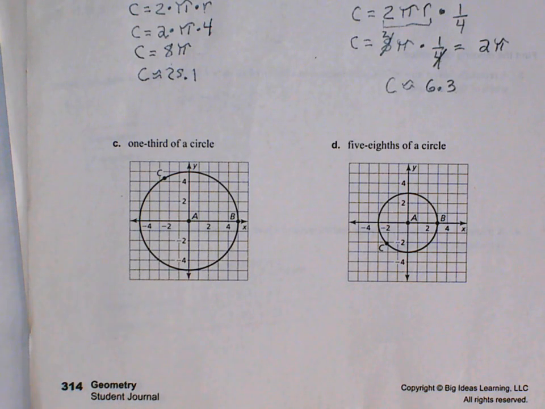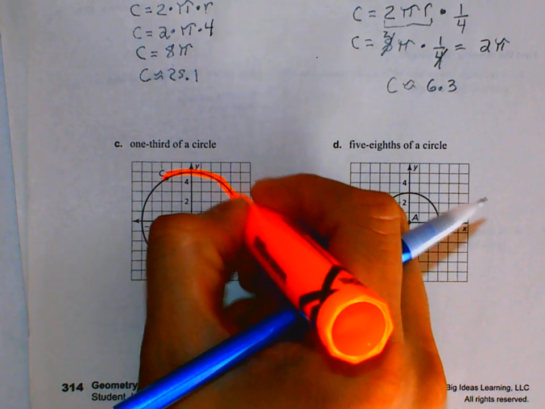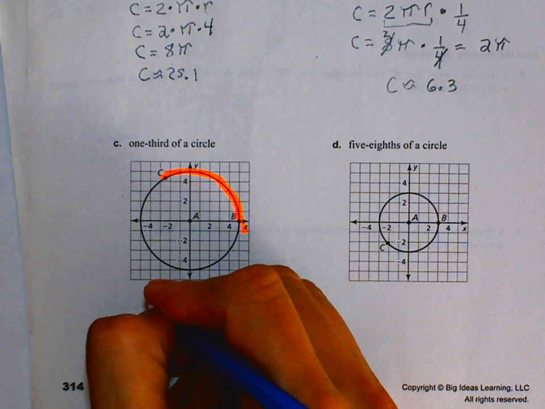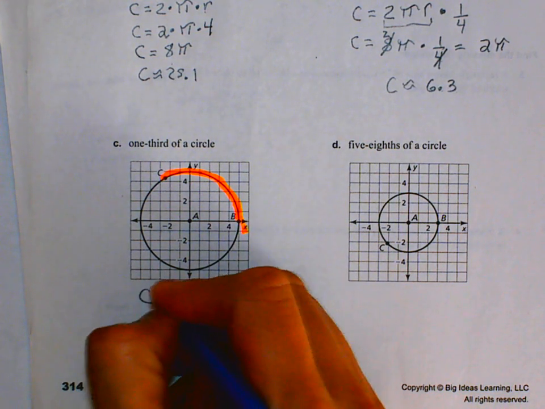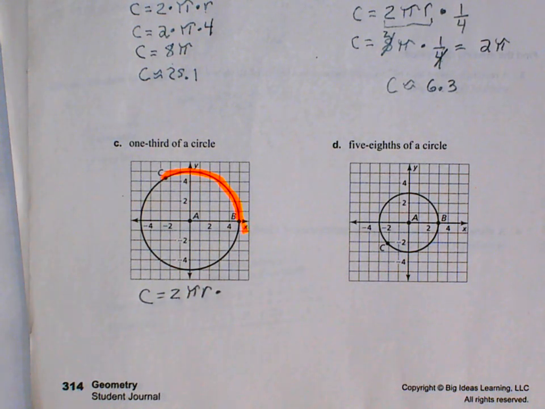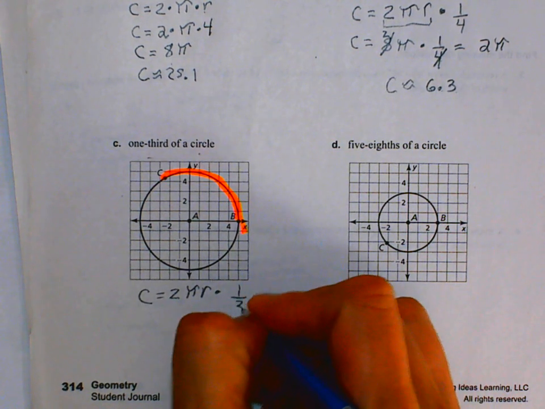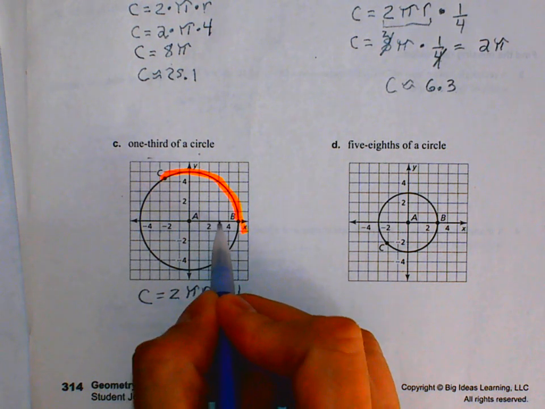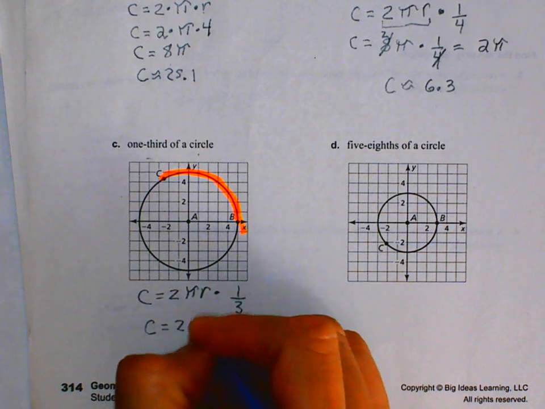Here they want me to find the circumference of 1/3 of the circle. Same process. The radius is a little different in this case, so we'll come back to that in just a second. Circumference equals 2 pi r, but I only want 1/3 of the circle, so I'm going to multiply it by 1/3. The radius in this case is 1, 2, 3, 4, 5. The radius is 5, so I'm going to substitute that in place of r.